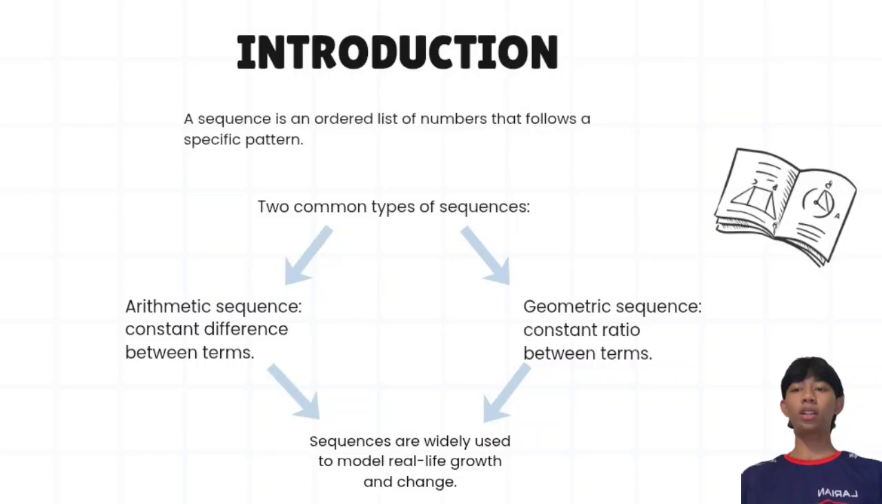In mathematics, a sequence is an ordered list of numbers that follows a specific pattern. There are two types of sequence: one is arithmetic sequence and the other one is geometric sequence. The arithmetic sequence has a constant difference between terms and the geometric sequence has a constant ratio between terms. Both sequences are widely used to model real life growth and change.